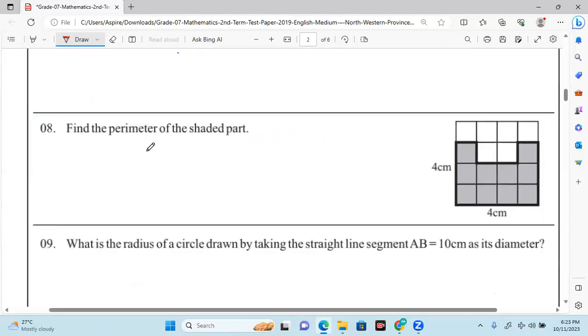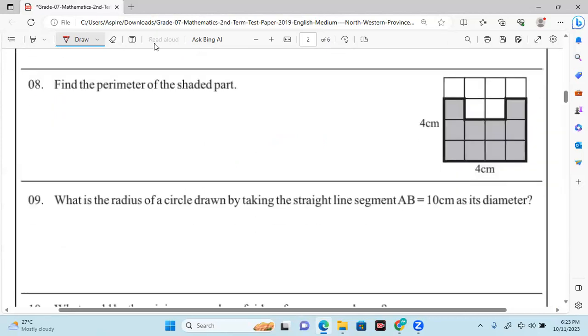Find the perimeter of the shaded part. What is meant by perimeter? Perimeter means total outer length. Perimeter is the total outer length of a particular figure. Then what is the total outer length of the shaded portion? Count and tell me. Total outer length.